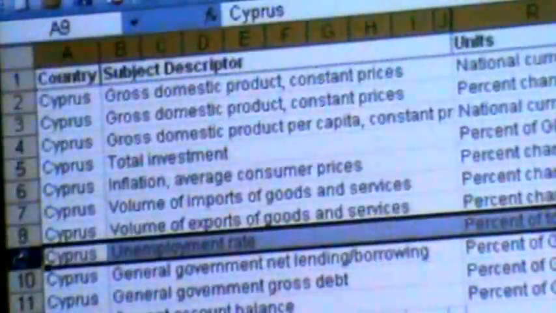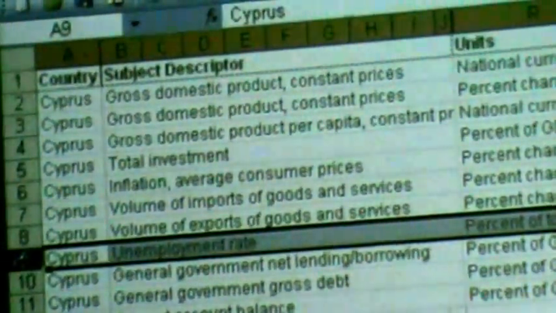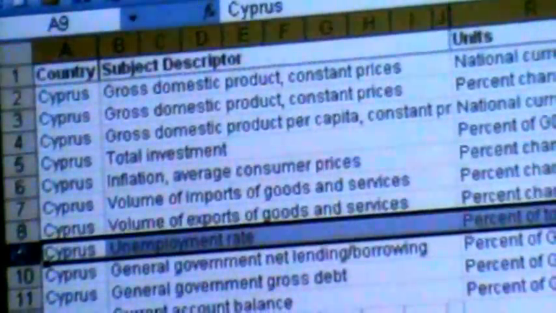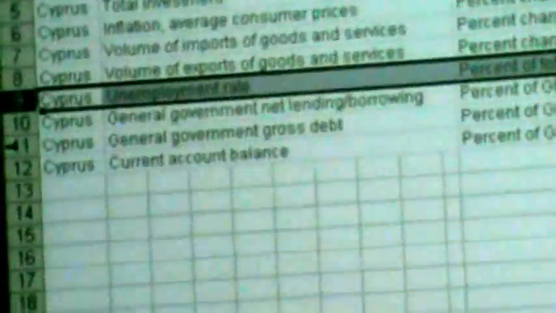Okay. And the next one is general government gross debt. So here is how much in debt the government is. This includes domestic borrowing. Is it only external borrowing? It should be both. As long as the government borrowed the money, whether from home or abroad, domestic or foreign, it doesn't matter.